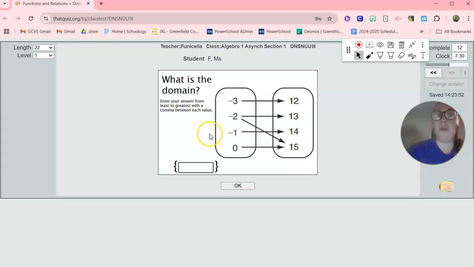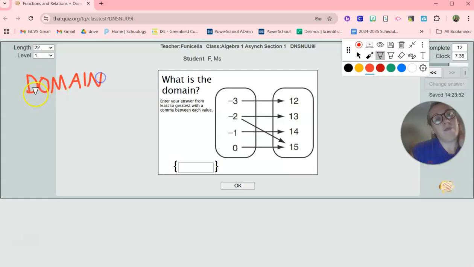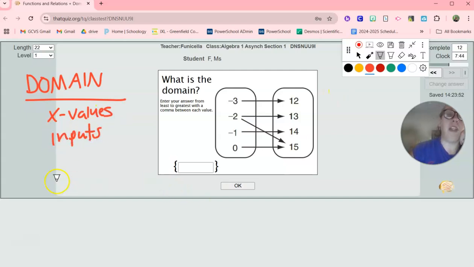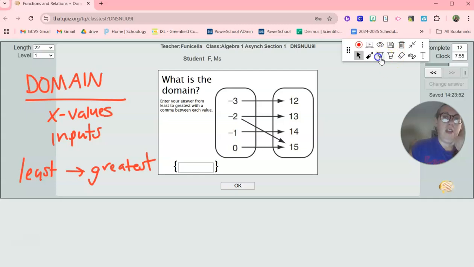When we're talking about the domain of the function, remember that domain is all of our possible inputs or x values, and we put them from least to greatest when we're writing them. Usually they're written least to greatest already, so it makes it nice and easy. Here's our inputs on the left, outputs are on the right. So our smallest is -3, then -2, then -1, and then 0. And that's all of the domain, those 4 points.